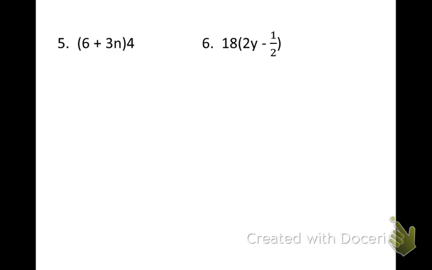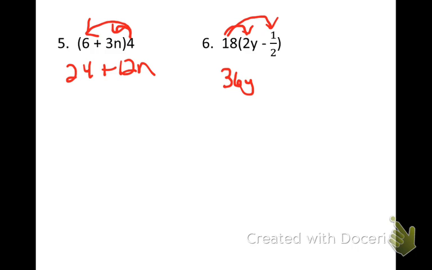Now it doesn't say to rewrite, so I did want to show you that the number can be at the back. So if you think you're ready, you can start just by distributing. 4 times 6 is 24, plus 4 times 3n would be 12n. So if you want to not show that step now, I'm okay with that. Here we're going to distribute. 18 times 2y is 36y. 18 times 1/2, well, half of 18 is 9, and it's a minus 9.